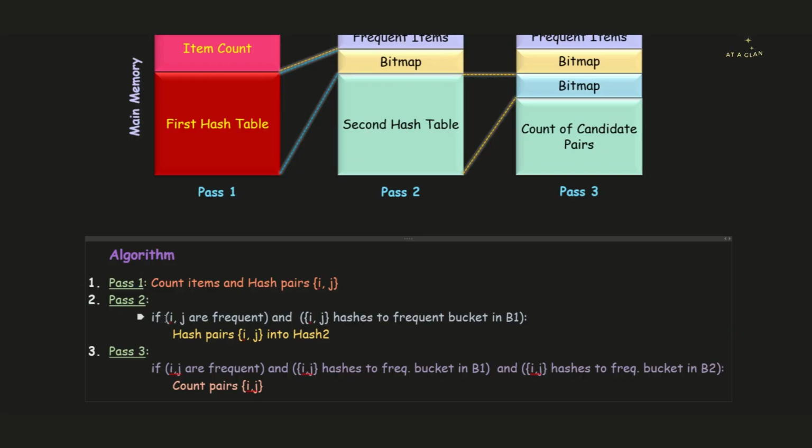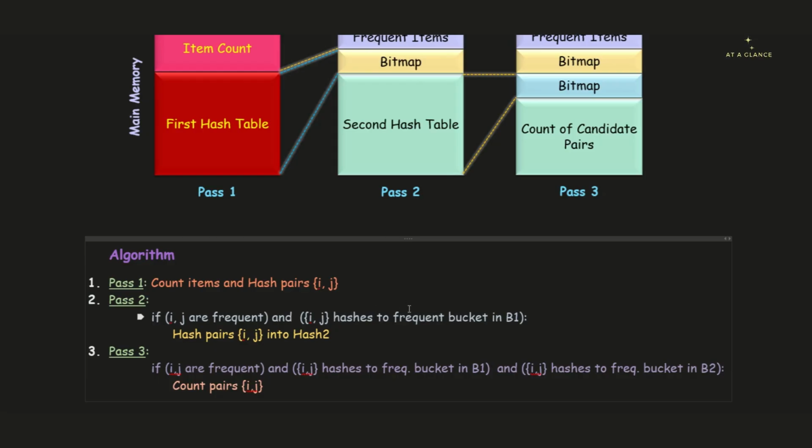Inside pass 2, we'll have to check certain criteria. So what is that criteria? Here we are going to check two conditions. The first condition is that the items i and j in the frequent pair that we got in pass 1 both have to be frequent, which we have already seen in pass 1. And the second criterion is that the pair formed from these two items hashes to a frequent bucket in B1. That means whatever buckets we created with the hash function we used in pass 1, the bucket has to be frequent. That means whichever bucket this particular pair is in, that bucket has to be frequent.